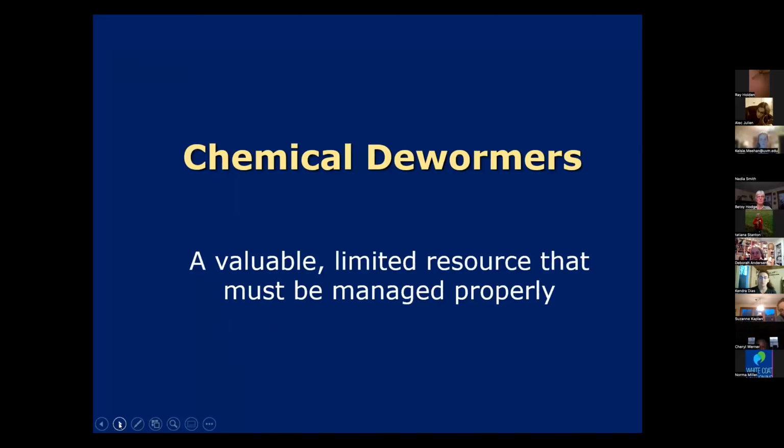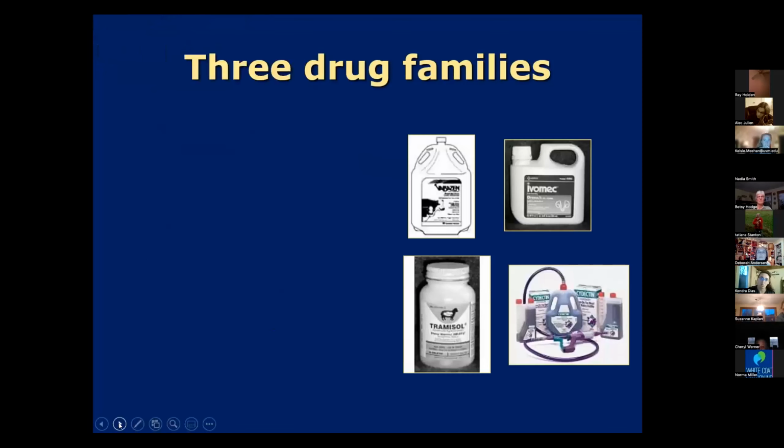Okay. And so chemical dewormers are a valuable, limited resource that must be managed properly, and they may not be available to you, particularly if you're certified organic. Okay, next, there are 3 drug families.